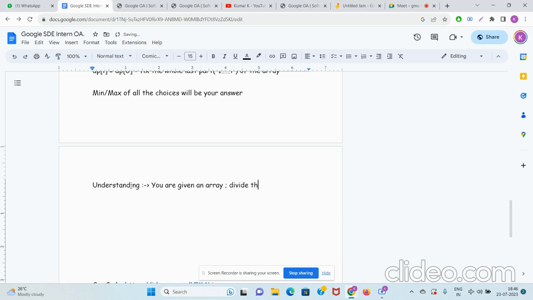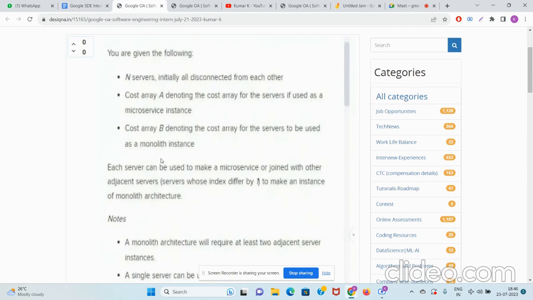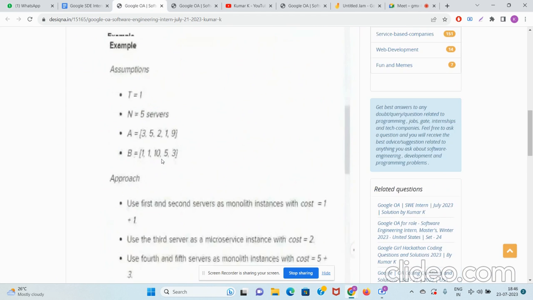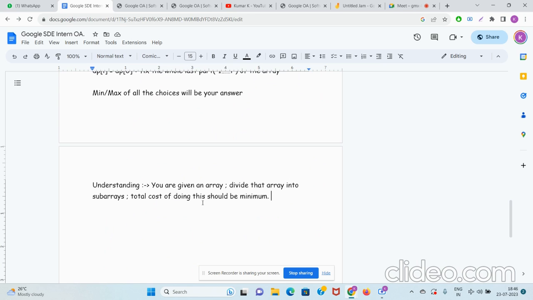Divide that array into subarrays. The total cost of doing this should be minimum. This is what this large paragraph of Google OA is saying to you. Look how long they wrote it, we wrote it in 2 lines. They are saying that you are given an array, divide that array into small subarrays such that the total cost of doing this should be minimum.